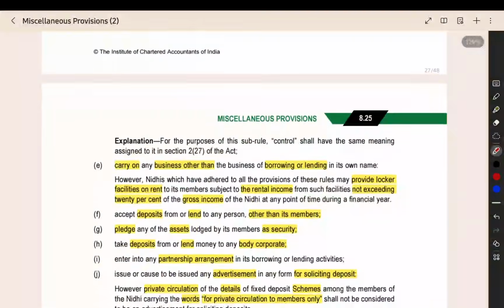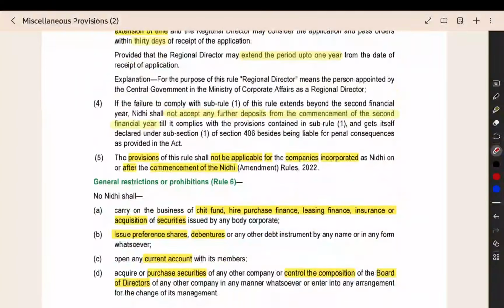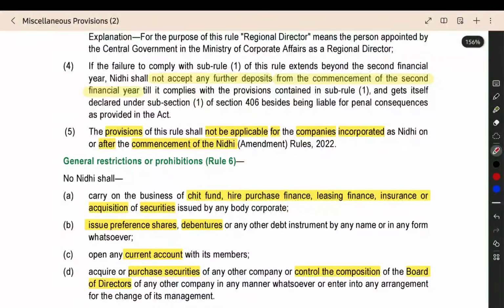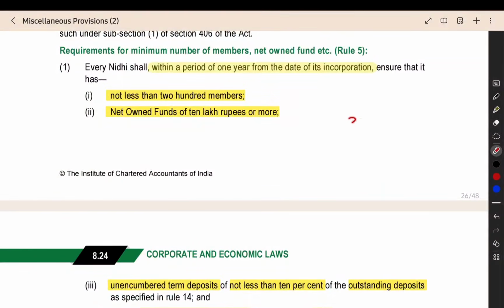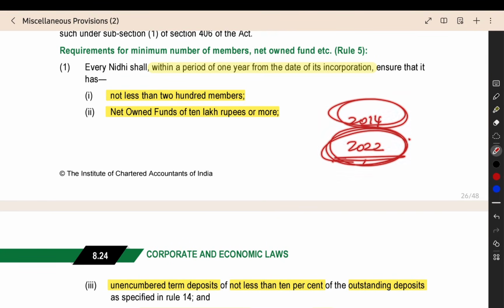One is if it is incorporated before the 2022 rules. So we are having the Nidhi rules 2000, the 2014 rules also, and the 2022 rules also. So this is the latest rules. Now they have given the study material based on the 2014 rules. The procedure for creating a Nidhi company they have given as per the 2014 rules.